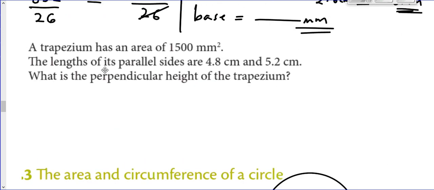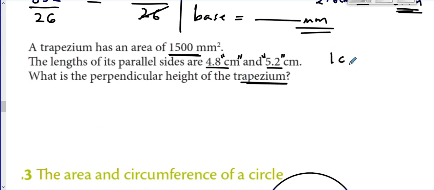A trapezium has an area. So you are also given an area of a trapezium. The length of its parallel sides. You are given the length of two parallel sides. What is the perpendicular height of the trapezium? We are supposed to find the perpendicular height of a trapezium. But before any calculation, you have to change 4.8 centimeter into millimeter and change 5.2 centimeters into millimeter. How do we do that?